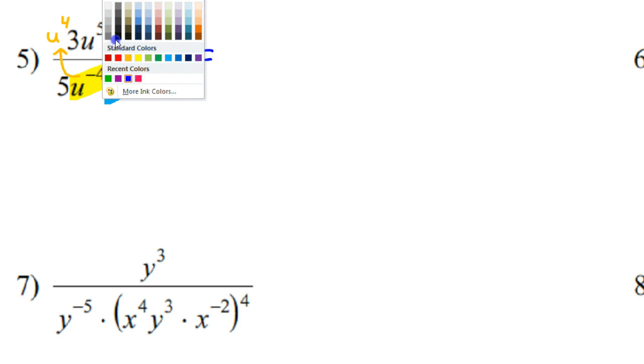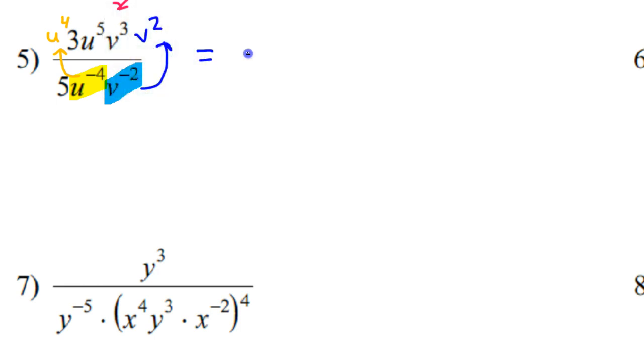Let's see, I'll stick with black for now. I'm going to start by copying down all the things that are not moving. So in the numerator I have 3, and I have u to the 5th power, and I have v to the 3rd power. I'm leaving a little space because I know this u to the 4th power is coming up, so I'm leaving space for it. And the 5 is not moving. It's going to stay right where it is.